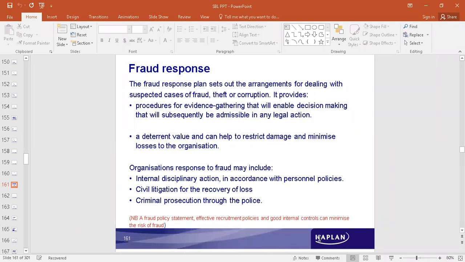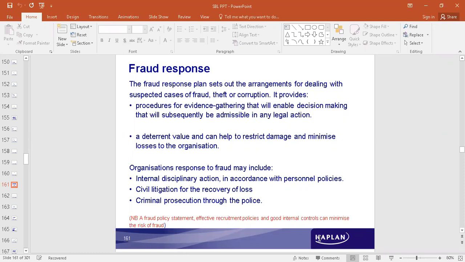Then we see fraud response. After the fraud is detected, what is the response of the management? When something wrong has happened, how do they respond? How do they react to that? The fraud response plan sets out the arrangements for dealing with suspected cases of fraud, theft, or corruption.